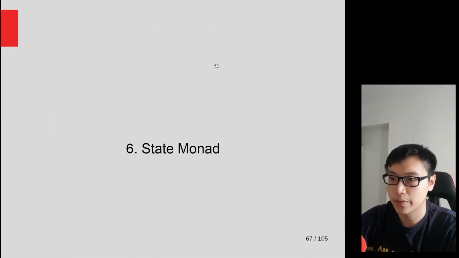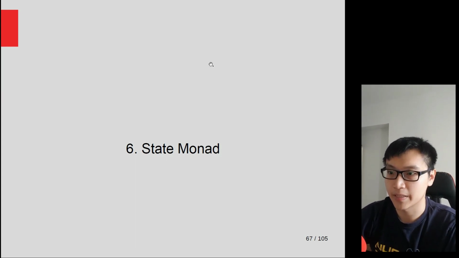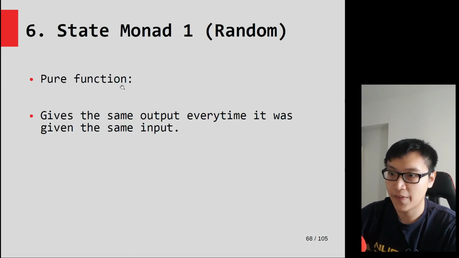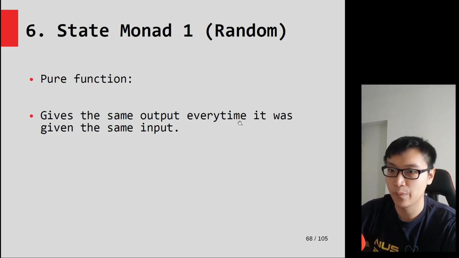And right now I want to get to the state monad, but first let me introduce some terminology, some definition. A pure function is a function that gives the same output every time it was given the same input.